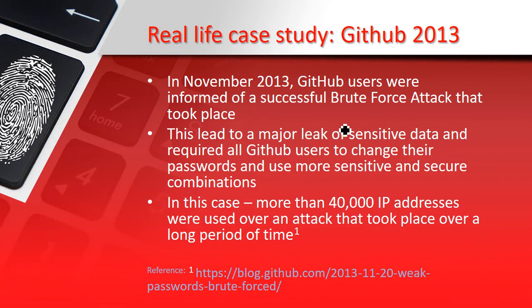So a real-life study of when this occurred: GitHub in 2013. In November 2013, GitHub was subject to a brute force attack. However, this is on a slightly larger scale than we're demonstrating today. That was with 40,000 IP addresses. We'll just be using the one today.